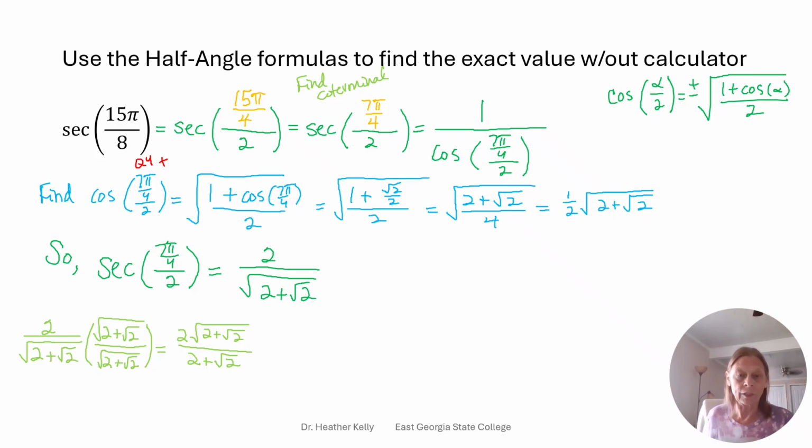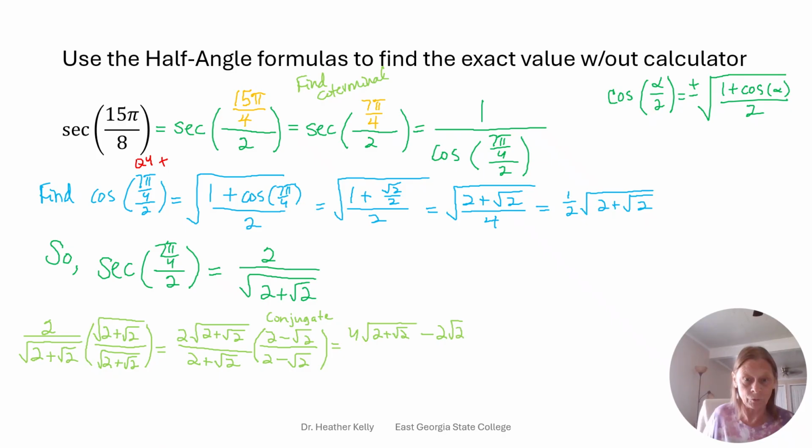So now what we're going to do is multiply by the conjugate of the denominator. So that's going to be 2 minus the square root of 2. Remember, that's the conjugate, so we can get rid of that square root down there. So now what we're going to have on top is 4 square roots of 2 plus the square root of 2, minus, sorry, a little crazy because we have the square root of 2, minus 2 square roots of 2 times the square root of 2 plus the square root of 2.